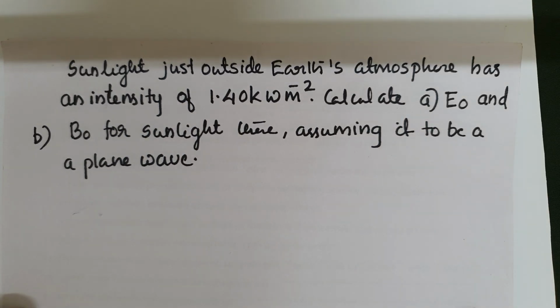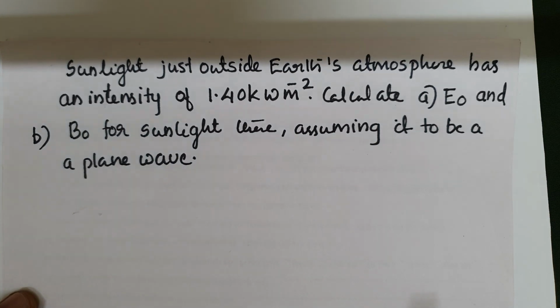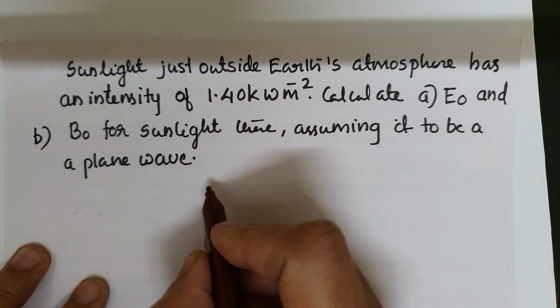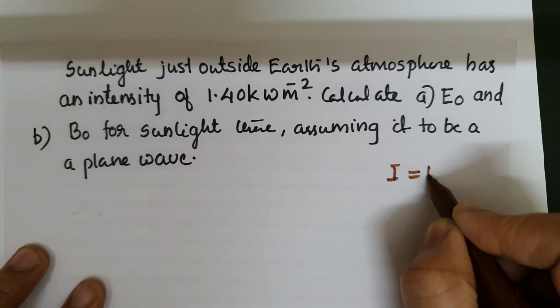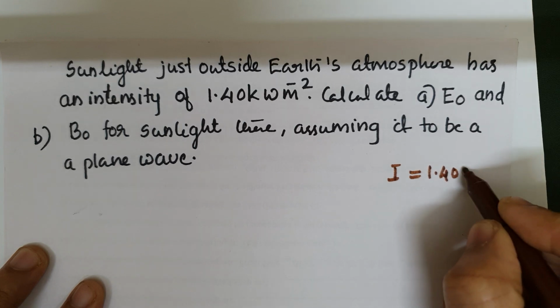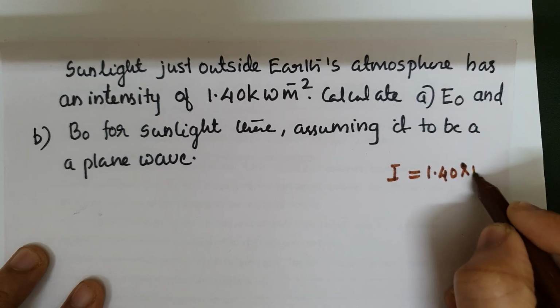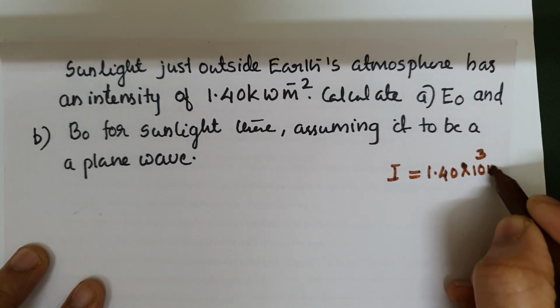Sunlight just outside Earth's atmosphere has an intensity of 1.40 kilowatt per meter square. Calculate E0 and B0 for sunlight there, assuming it to be a plane wave. So we have the equation for the intensity, with the intensity given here. The intensity I is equal to 1.40 kilowatt per meter square, that is 1.40 into 10 raised to 3 watt per meter square.